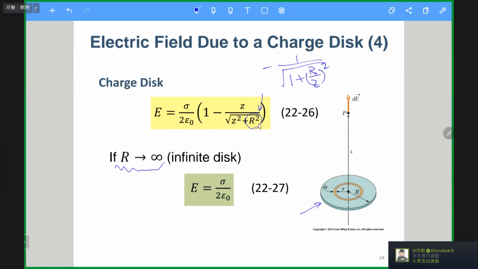So if R tends to infinity, this term vanishes, and what remains is that E equals sigma over 2 epsilon naught.